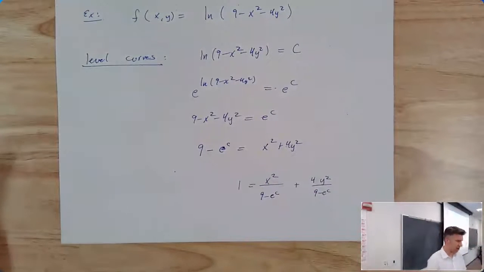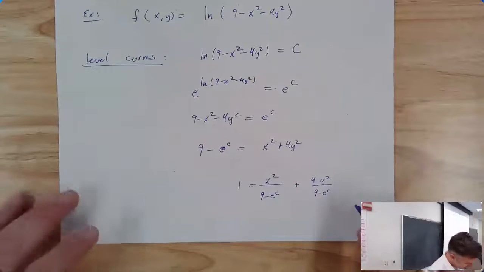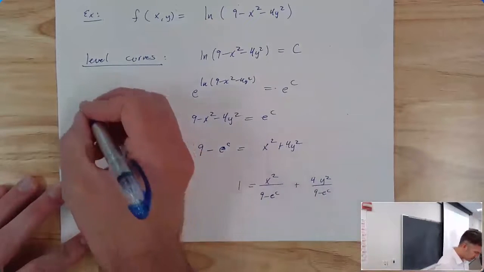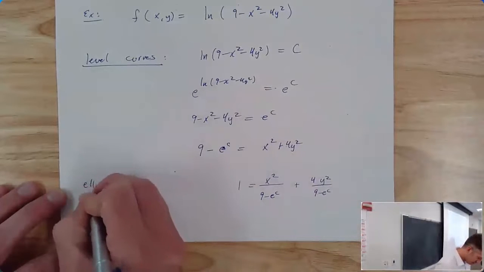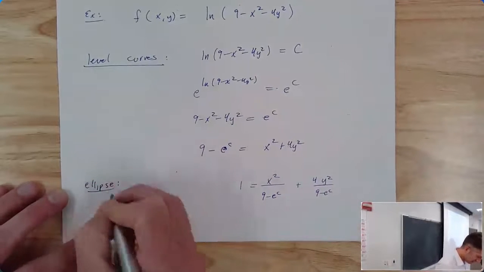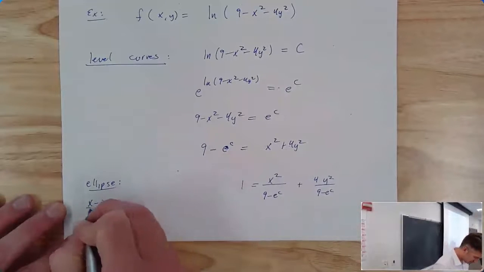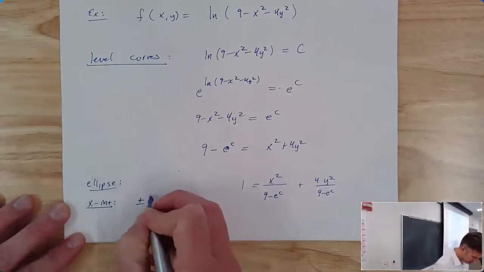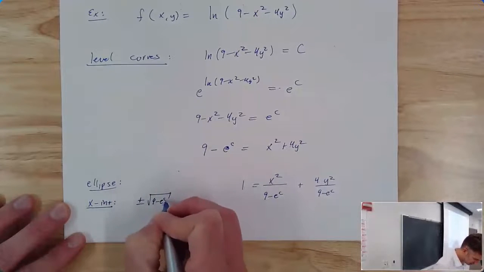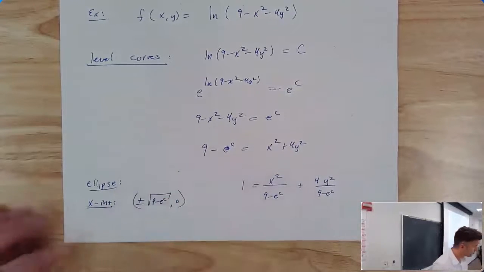So it's an ellipse. It's a terrible ellipse. It's an ellipse where I never remember the words for the name. Like an ellipse, there's the two axes, and one's the longer axis and one's the shorter axis. But there's a name for them. It's like the transverse axis and the something other axis. I don't remember. But what I do know is this is an ellipse. And I know that the x-intercepts are going to be plus or minus the square root of 9 minus e to the c, comma 0.